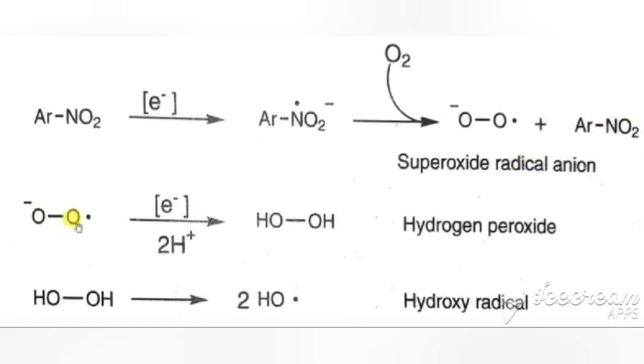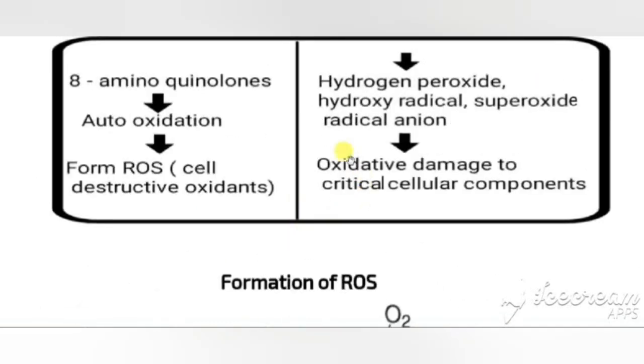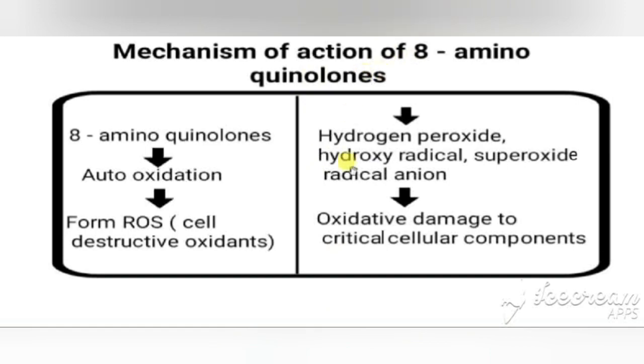Now this superoxide radical anion would be added with 2 hydrogen atoms. Because of that addition, we are getting hydrogen peroxide. This hydrogen peroxide, that is H2O2, undergoes homolytic cleavage. We are getting hydroxy radical, 2 molecules of hydroxy radical. So these 3 are the examples for reactive oxygen species: superoxide radical anion, hydrogen peroxide and hydroxy radical. So what is the action of these 3 reactive oxygen species? They cause oxidative damage to the critical cellular components and cause cell death. So that is the mechanism of action of 8 aminoquinolines.